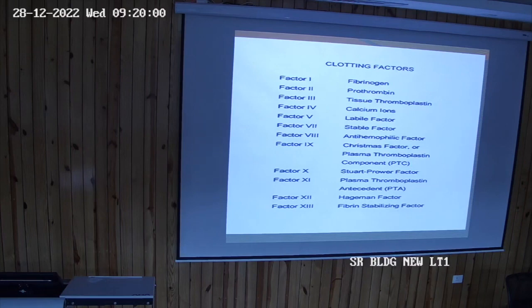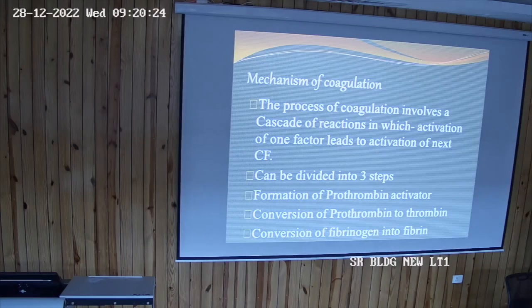Twelve, but numbered up to 13. The process of coagulation involves a cascade of reactions in which activation of one factor leads to the activation of the next factors. It is divided into 3 steps: formation of prothrombin activator, conversion of prothrombin to thrombin, and fibrinogen to fibrin. Okay, which are the 3 steps? The first step is prothrombin activator, the second is prothrombin to thrombin, and the third is fibrinogen to fibrin.